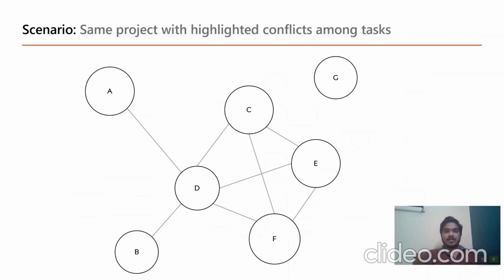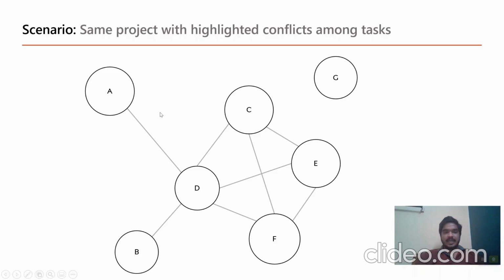So can we represent the scenario that we saw in a graph? Yes, we can. So each task here is nothing but a node or a vertex. So A, B, C, D, E, F, and G are nothing but each of the tasks, and an edge between them represents a common resource between them, or a conflict.